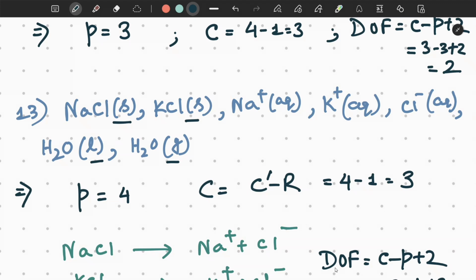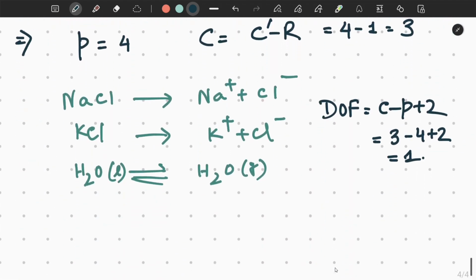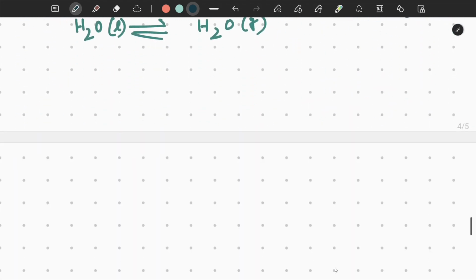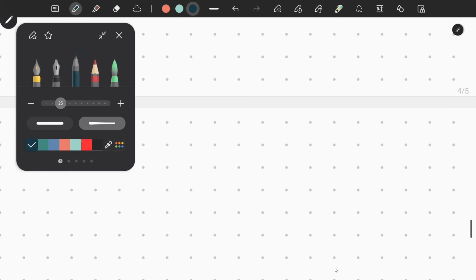Okay, so this type of question, I think it's clear now. You can try this type of question. If there is any doubt, or if you get stuck in any question, you can ask me. But I think lots of examples we have done today. Now we should go for the next type of question. It will be question number 3.